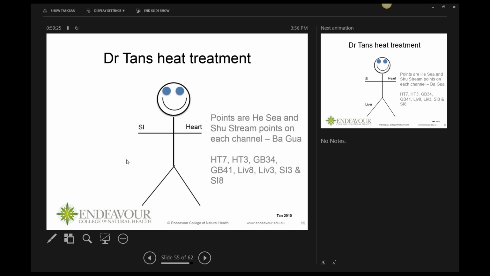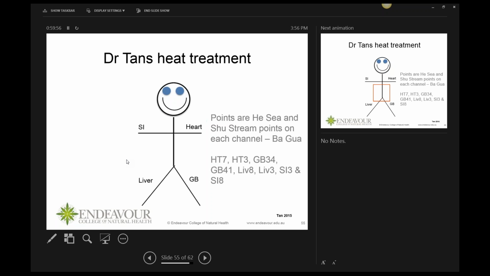How do we balance the small intestine? We can balance it this way with heart. We know that the heart's certainly involved in heat, again being a fire element. The liver is particularly involved in heat, particularly when it gets stuck. And the gallbladder takes that excess heat out of the liver. So I'm like, okay, this makes sense. It's all quite logical. And the points that he picked for this one are the Shu-stream and the He-sea points on those channels.